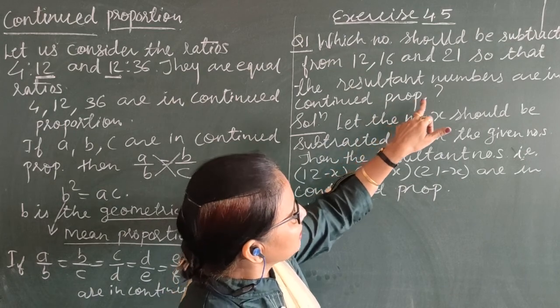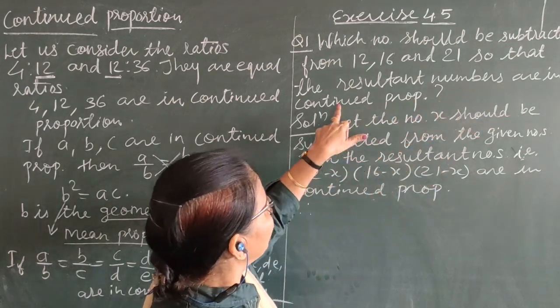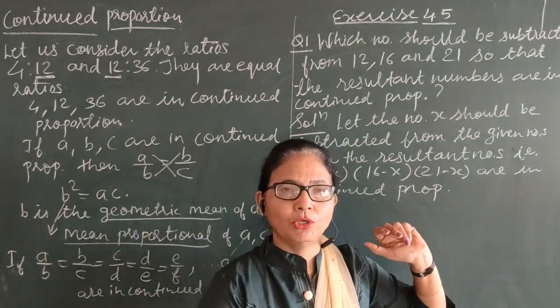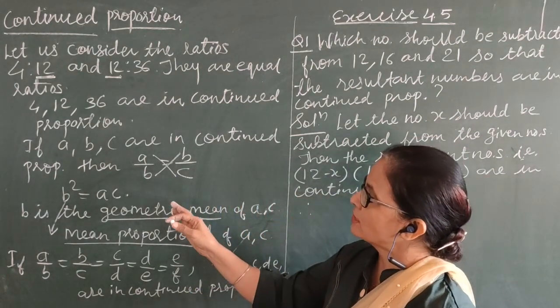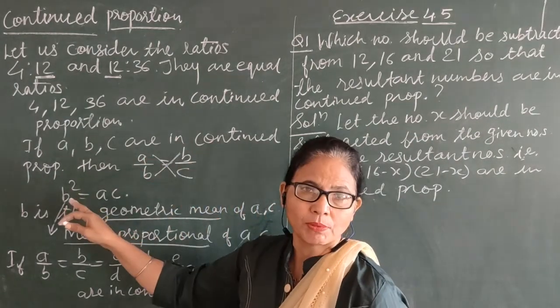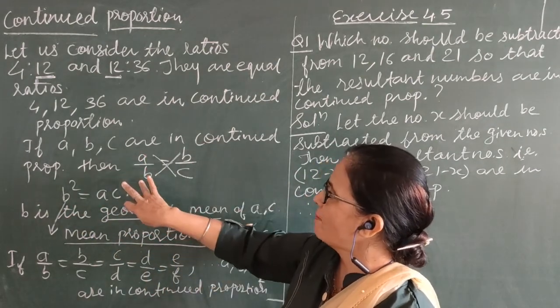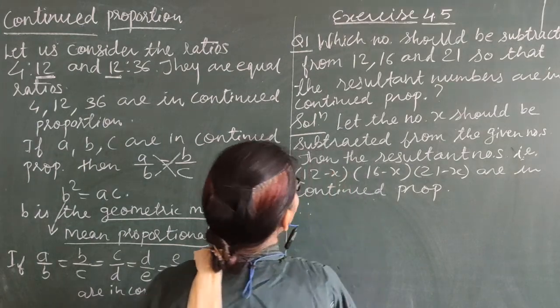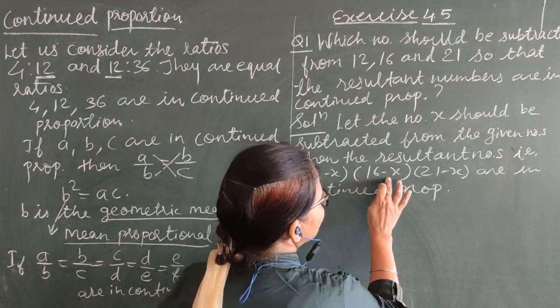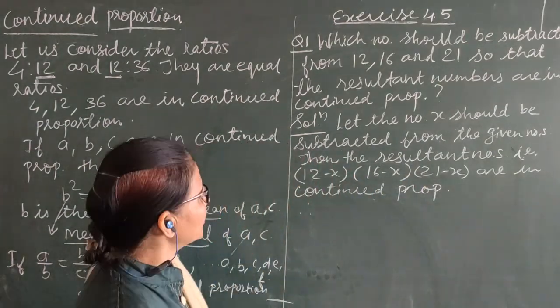And these resultant numbers, what is the condition given? That they are in continued proportion. Now, in continued proportion, here we have already seen that if the numbers are in continued proportion, you can take a by b is equal to b by c. So here your a, b, c are which numbers? This is your a, this is your b and this is your c.